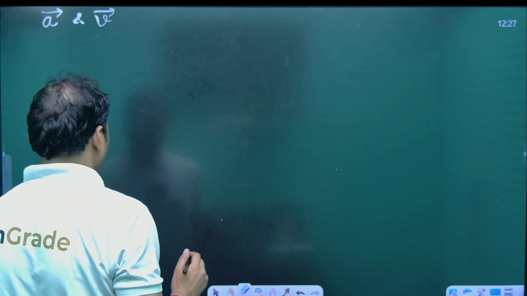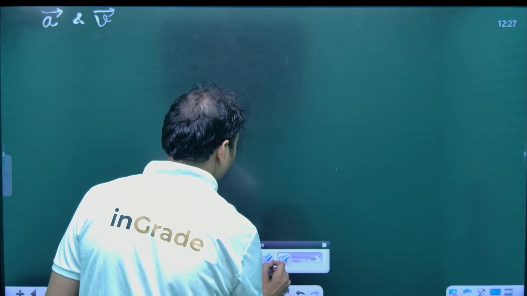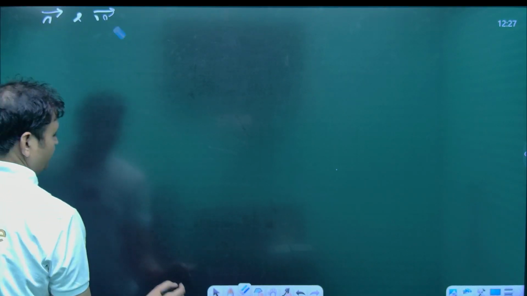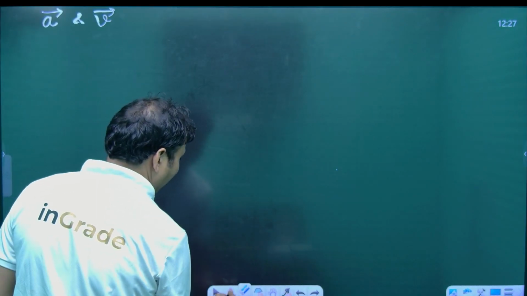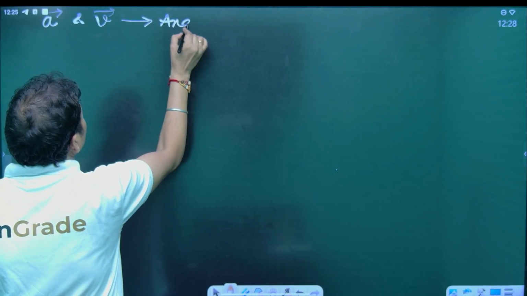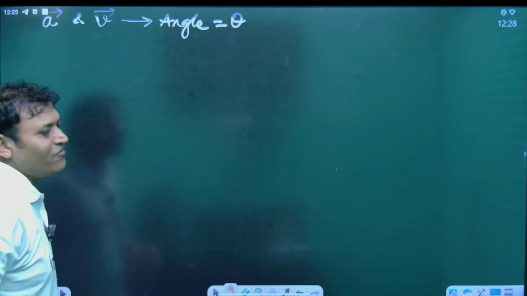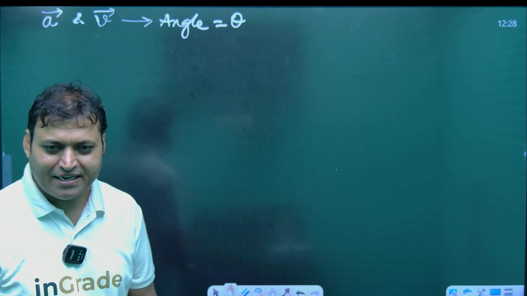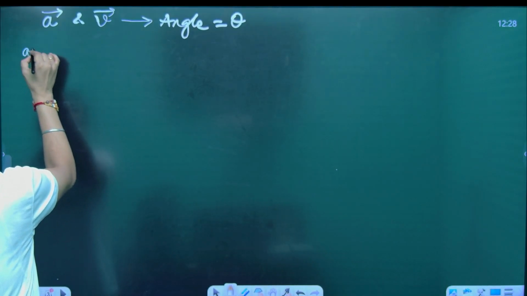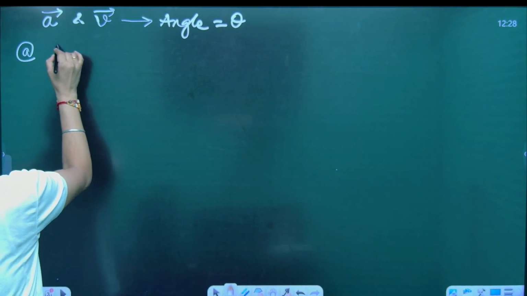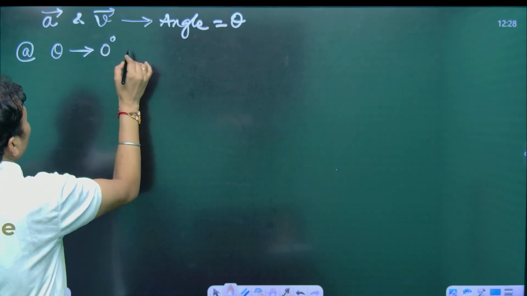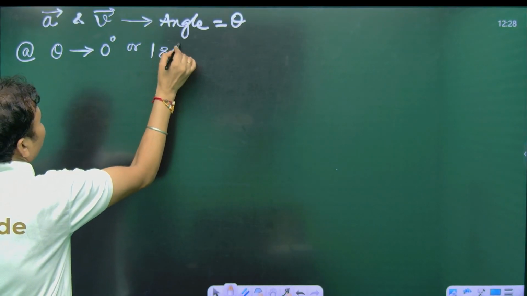Yes, we have talked about the acceleration vector, we have talked about the velocity vector. Now, between this acceleration and velocity vector, the angle is, let us say, theta. The angle between the acceleration vector and velocity vector is theta. Now, if the angle between velocity vector and acceleration vector is either 0 degree or 180 degree.